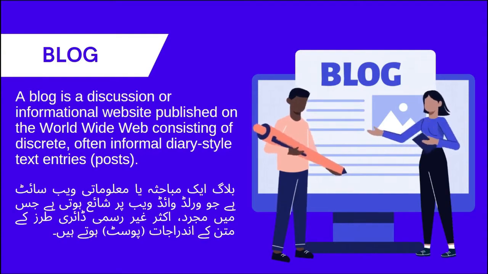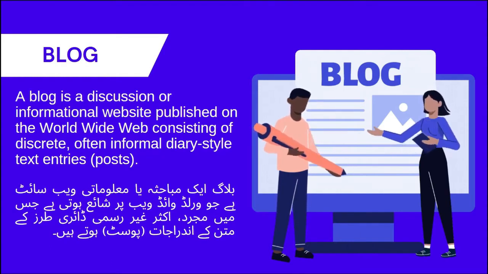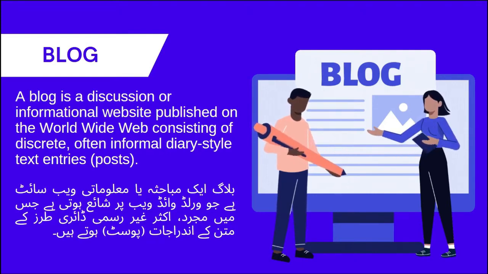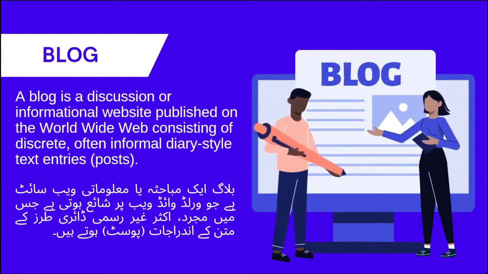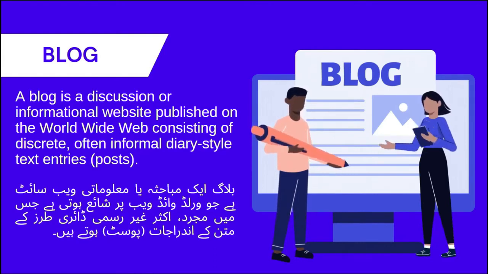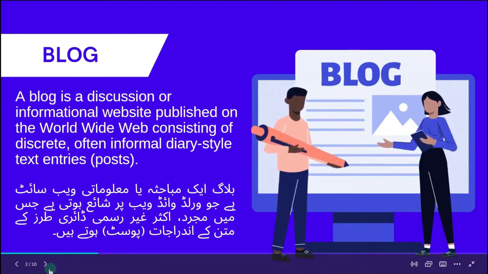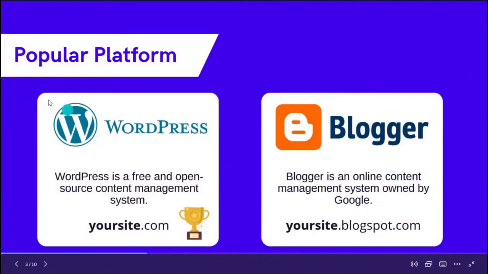A blog website is basically an informational website that is published on the World Wide Web, consisting of posts, or you can say pages, images, etc. So this is the basic idea of a blog. In the case of our website, what are the platforms available for a blog? These are the two most popular platforms: one is WordPress, the other one is Blogger.